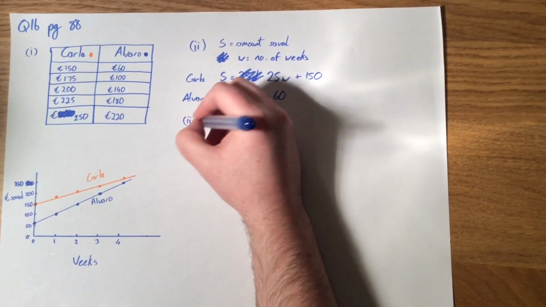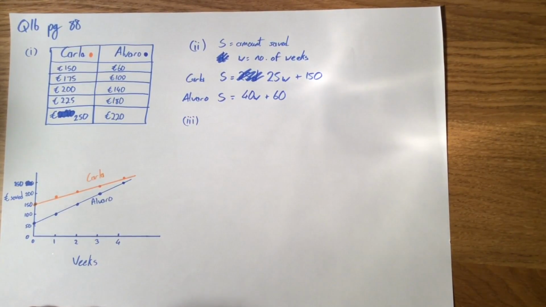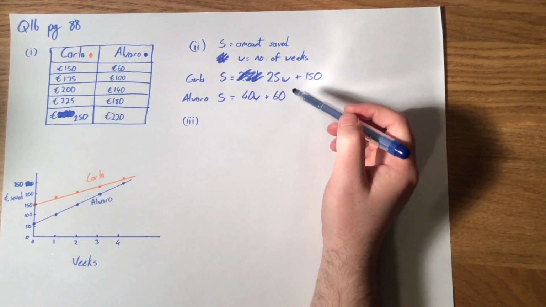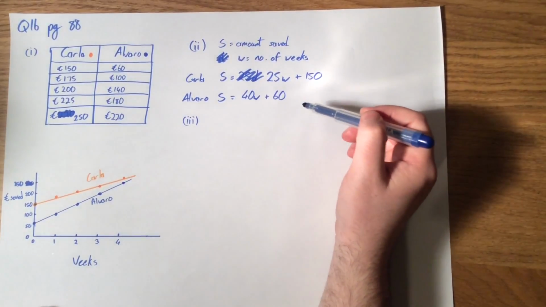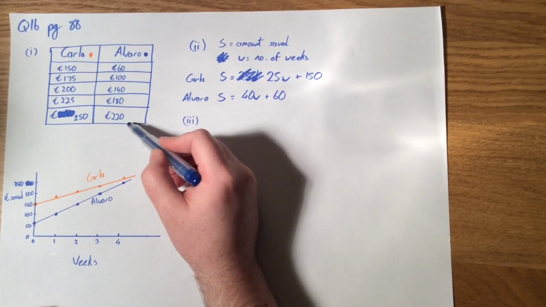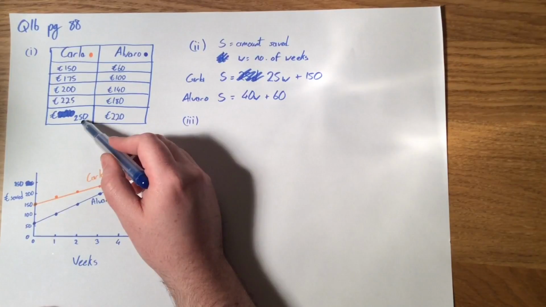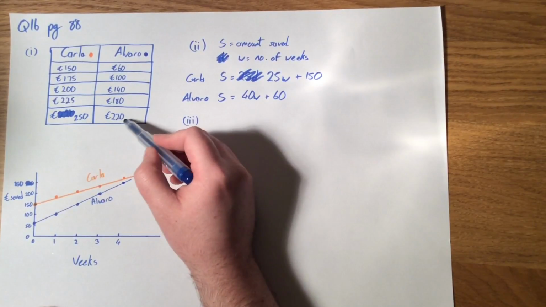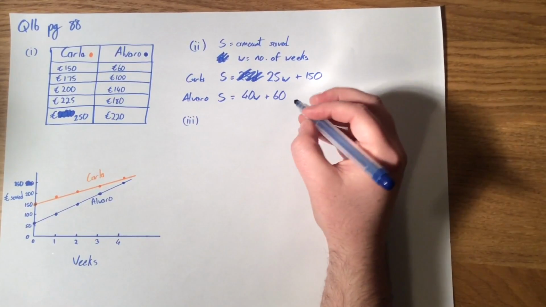Part 3, it says, after how many weeks will they both have the same amount of money in their accounts? Okay, so I don't like this question for the sense that they don't specifically say, like there's not going to be, if you look 1 more week and Alvaro will have 260, 1 more week, Carla has 275, then he goes up to 300 and this guy goes up to 300 as well. Actually, it's a bit nicer than I thought. There's a couple of ways you could do this.